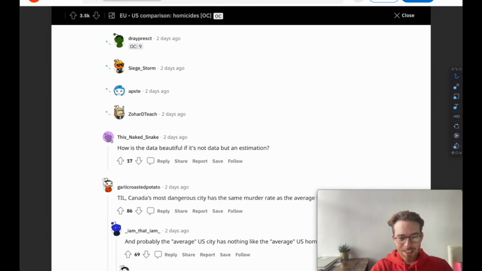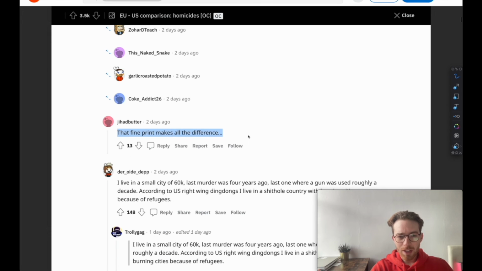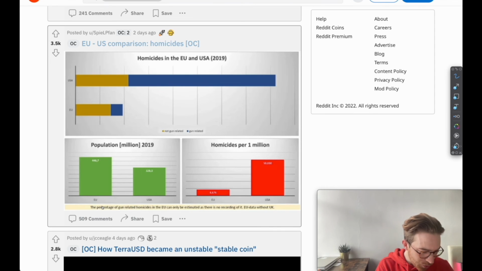What does the naked snake say? How is the data beautiful if it's not data but an estimation? I'm not really sure what you mean by that. Doesn't seem like there's many estimations going on here. That fine print makes all the difference. Right, okay, I haven't actually read the fine print. Percentage of gun-related homicides in the EU can only be estimated as there's no recording of it.